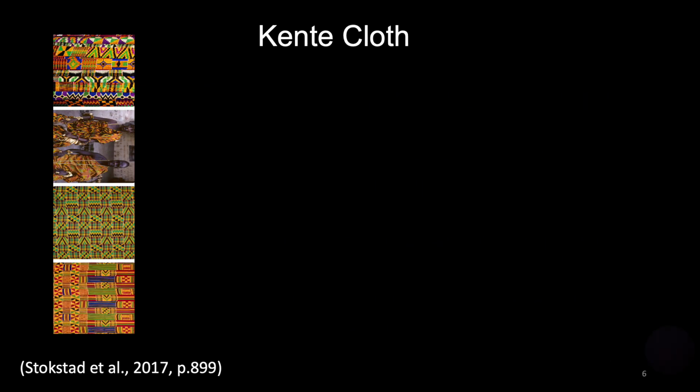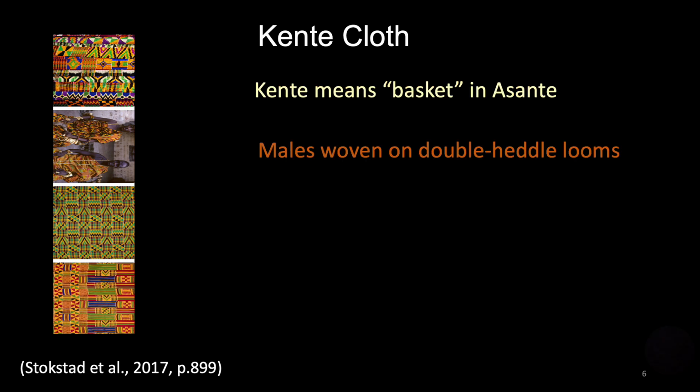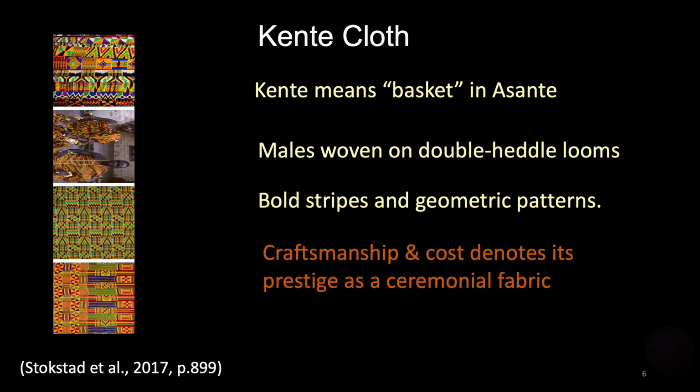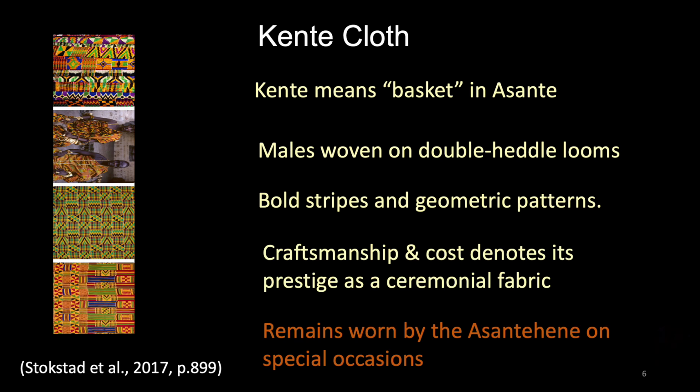Kente means basket in Ashanti. It's woven by male weavers on double-headed looms with striking stripes and geometric patterns. Originally, it was controlled by royal Kumasi guilds. It remains worn by the Ashanti on special occasions, but is now available to all Ghanaians, although it is very costly. Kente's craftsmanship underscores its prestige as a ceremonial textile.